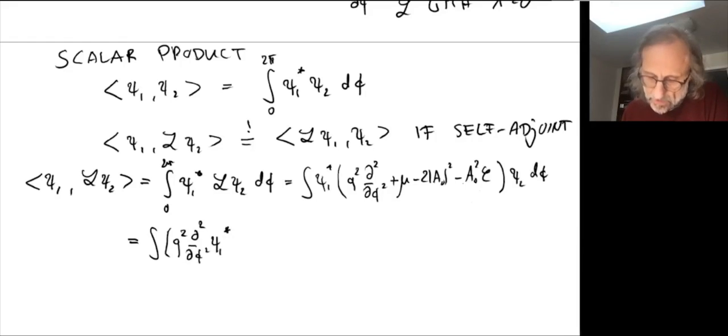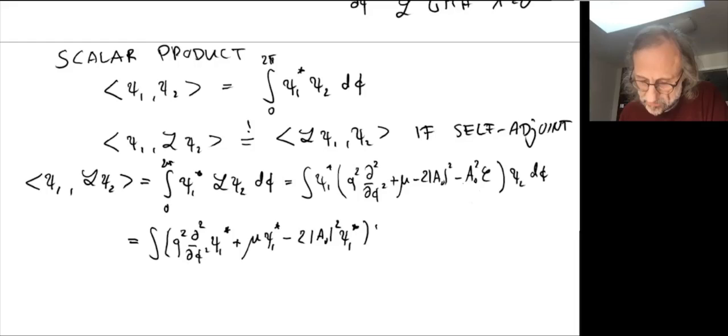Then I have a mu psi1 star, because that's just a scalar, right? We can put that here, we can put it here. And then I have the 2 a naught absolute value squared, which is also a scalar, so that's fine. That's times psi2. This is good. And then I have to write the other term.